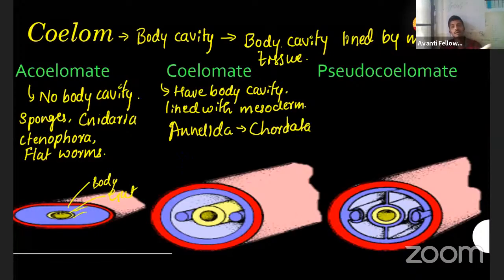After the annelida, what will come? Annelida, arthropoda, mollusca, echinodermata. Then there may be hemichordata, cephalochordata. Next, chordata. All of them are coelomates. That means they have a body cavity, an empty cavity inside.